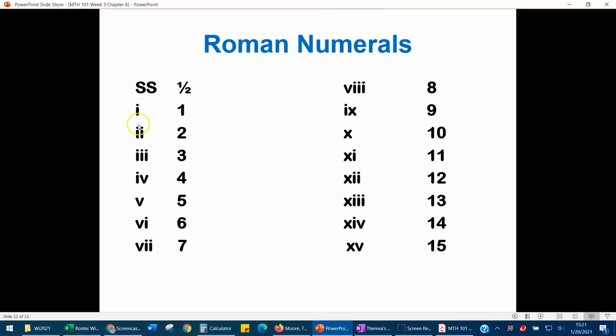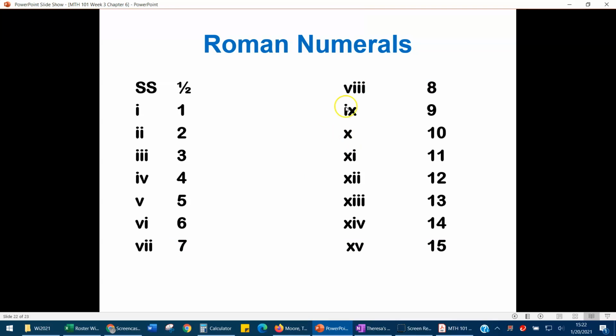So your I's are always ones. So you start out with I, II, III. So that's 1, 2, 3. Now, 5 is represented by the letter V. If a smaller number comes before it, it's subtraction. So IV you can think of as 5 minus 1 is 4. If the smaller number comes after it, it's addition. So VI is 5 plus 1, which is 6. VII is 5 plus 2, which is 7. VIII is 5 plus 3, which is 8.